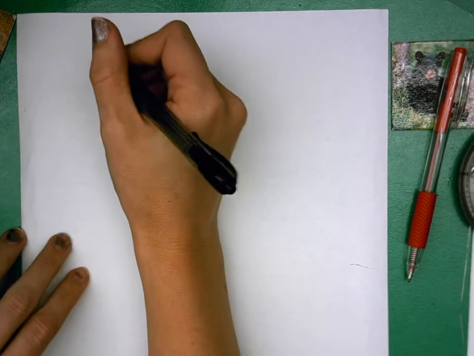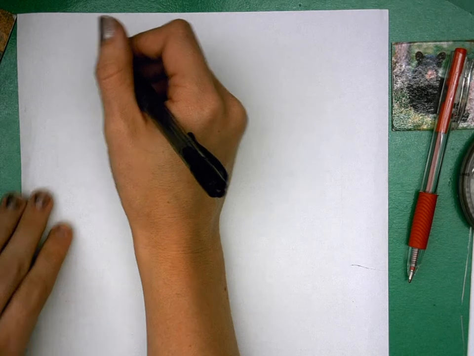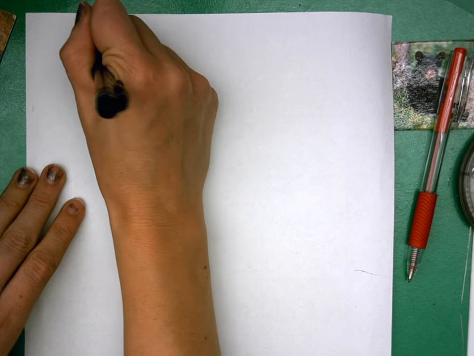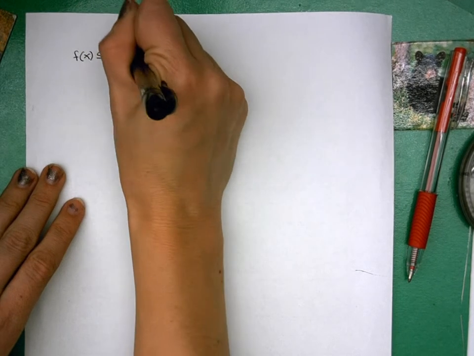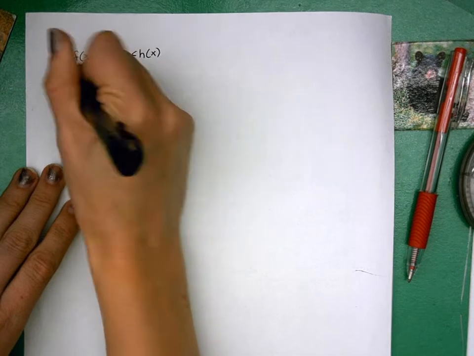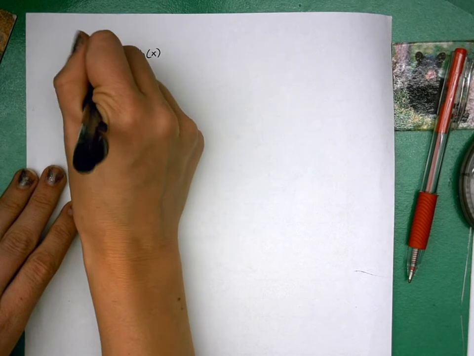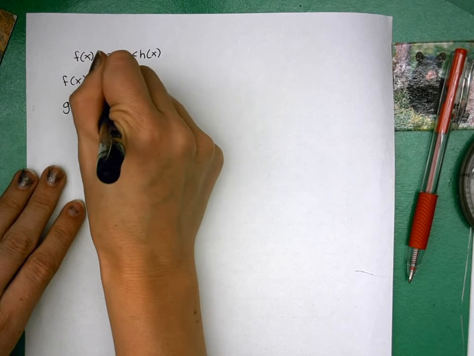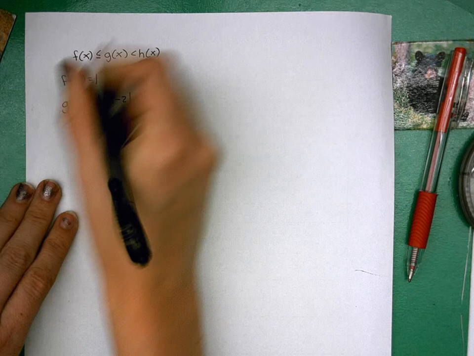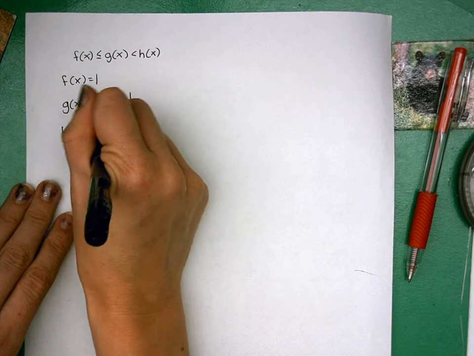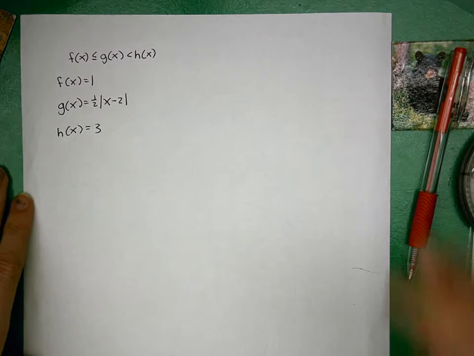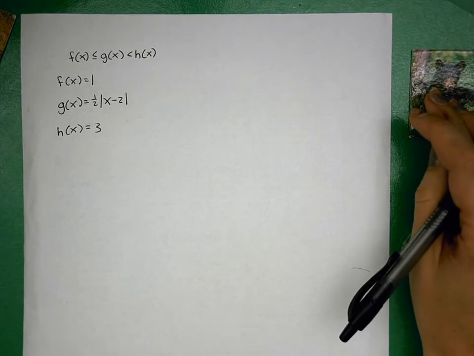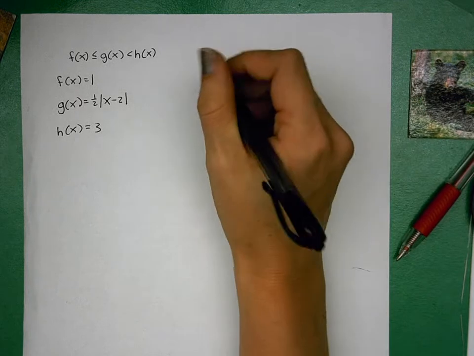So I want to know, okay, where is f of x less than or equal to g of x less than h of x if f of x equals 1, g of x equals 1/2 times the absolute value of x minus 2, and h of x equals 3. Okay, so go ahead and pause this one. Restart it when you are ready. Okay, so let's go ahead and set this up.